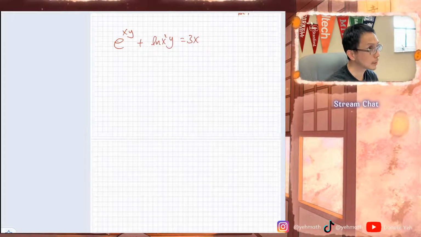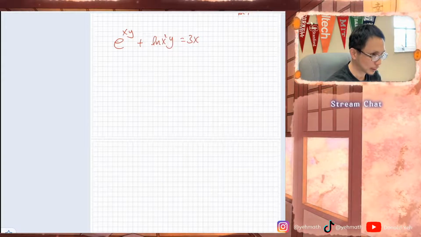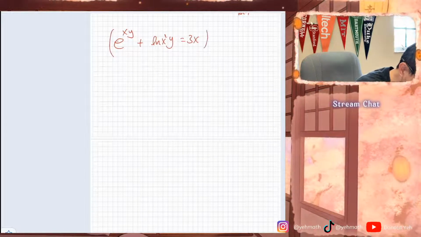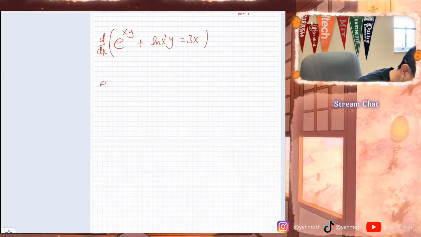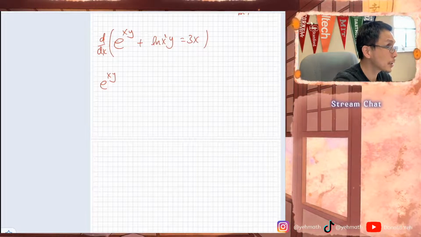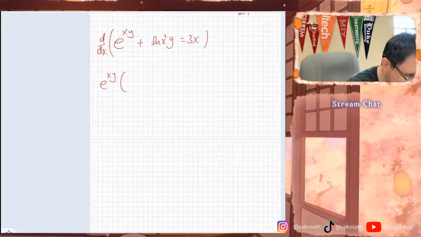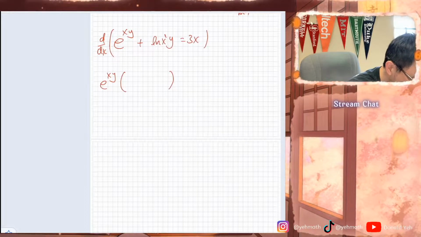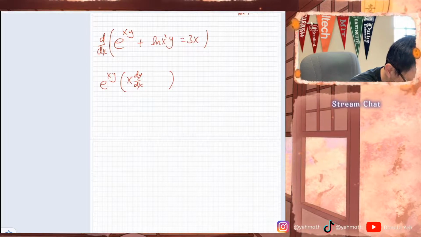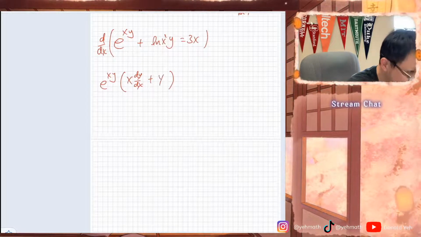Y dy over x. Can you say that again? e to the xy, which is the derivative of e to the xy, and then there's a u prime, right? Then there's a product rule here. What is the product rule? x dy dx, good. Plus what? y, good job.